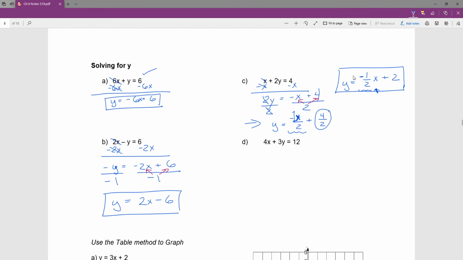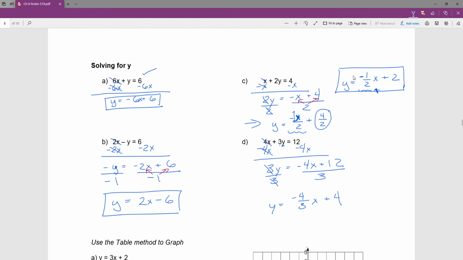One more to do with this. So we want to solve for y. I'm going to start by subtracting 4x from both sides. So that would leave me my next equivalent equation as 3y equaling negative 4x plus 12. Again, that idea of descending order. And we haven't solved for y yet. We've got 3y. So divide by 3 and divide by 3. That's going to give me y equaling negative 4/3 x plus 4.